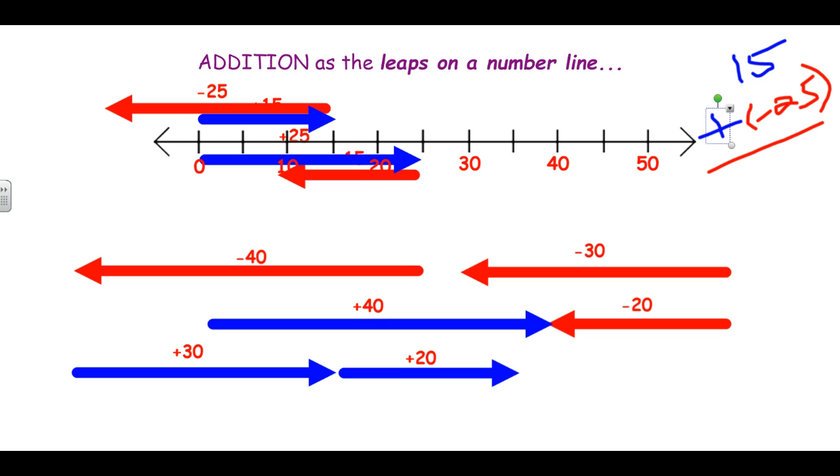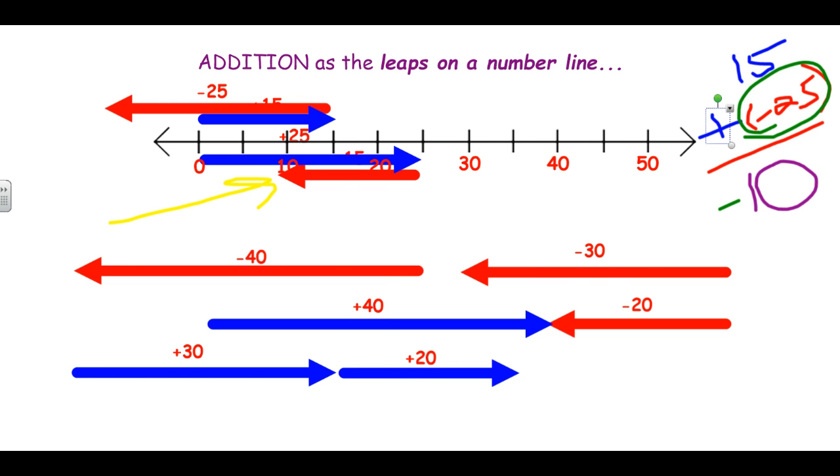So for 15 and 25, there's a difference of 10. But whether that's a positive 10 or a negative 10 is determined entirely by the addend with the larger absolute value. So in the case of negative 25 plus 15, negative 25 is larger, so it becomes a negative 10. And in the other case, 25 plus negative 15, it is a positive 10 because the 25 is actually larger.